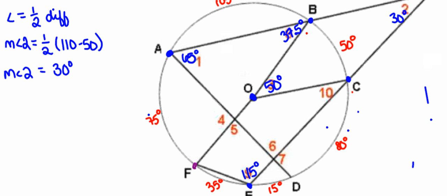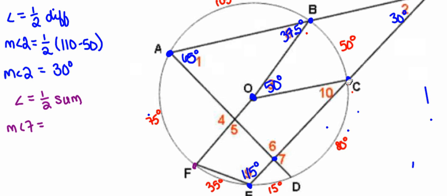I'm going to tackle angle 7 now. Angle 7 has its vertex inside the circle, but not at the center. So the rule for that says the measure of the angle is equal to half the sum of the two arcs. So I need to go find the two arcs for angle 7.